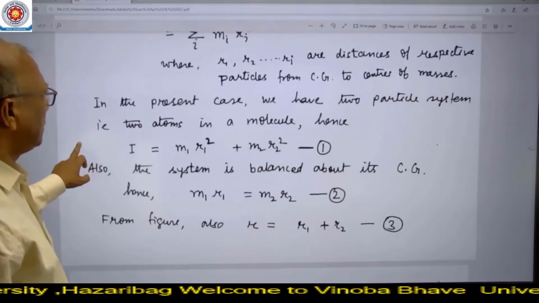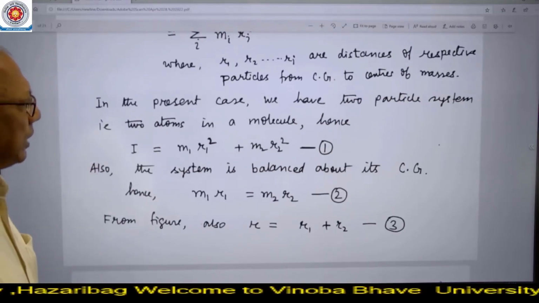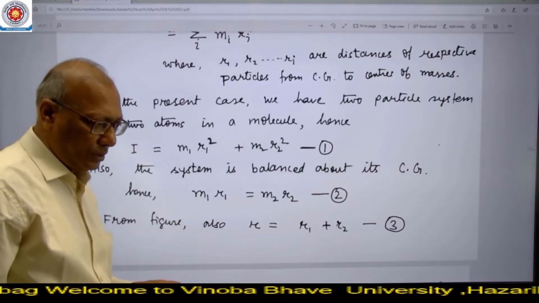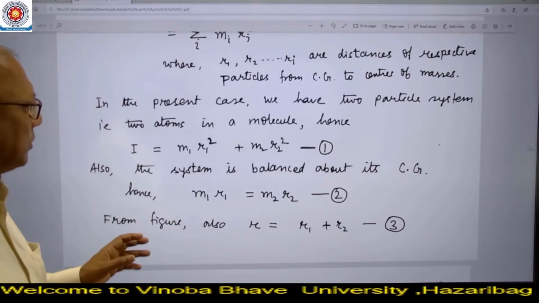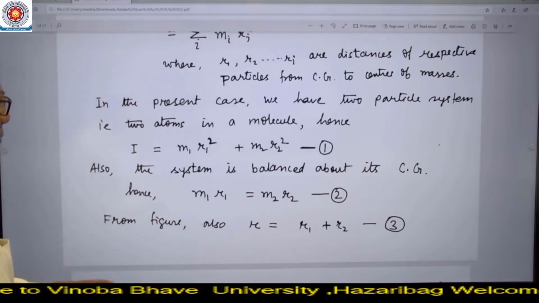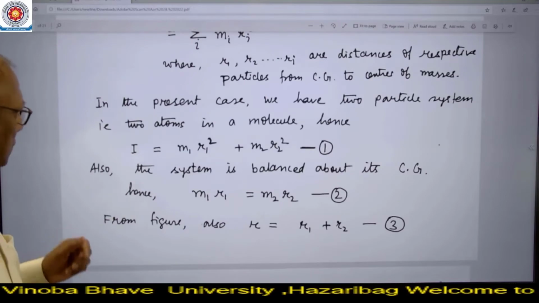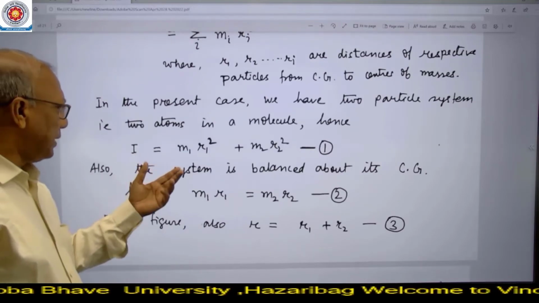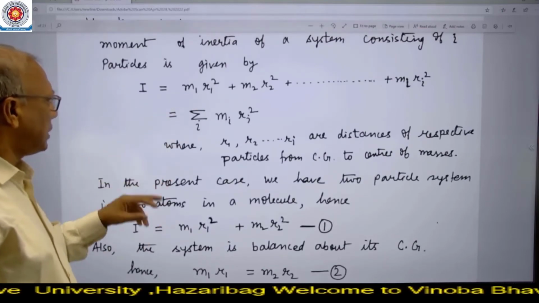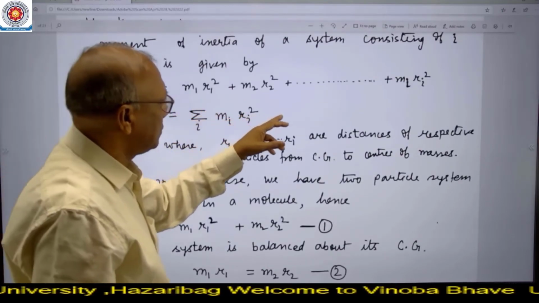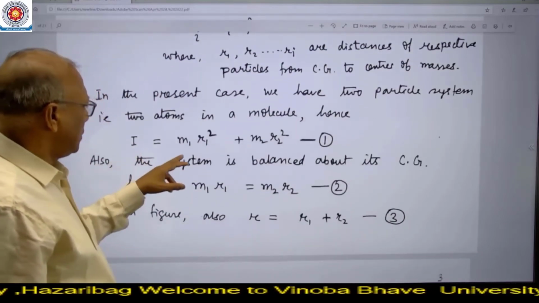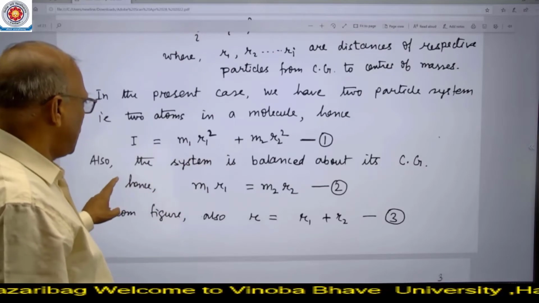In the present case, we have two particles, because we are dealing with diatomic molecules, and the model is called the rigid rotator. So for two particles, there are two terms in this expression. So when we are using only two terms, I is equal to m1 r1 square plus m2 r2 square, equation number 1.